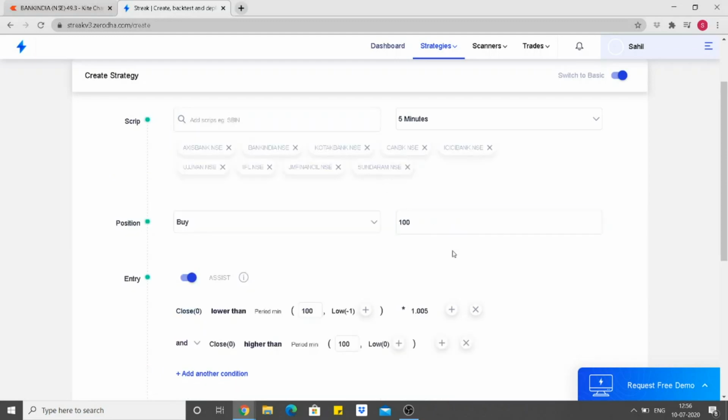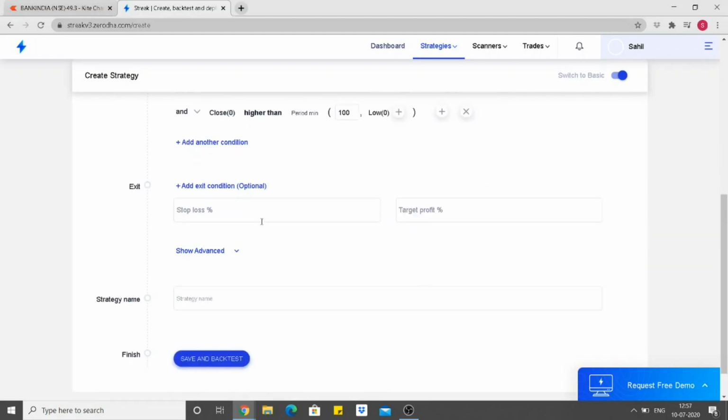Quantity we will keep as 100. Now you want to have a good risk to reward ratio. I personally like my reward to be double of my risk. So I will be putting stop loss as 2% and target profit as 4%.